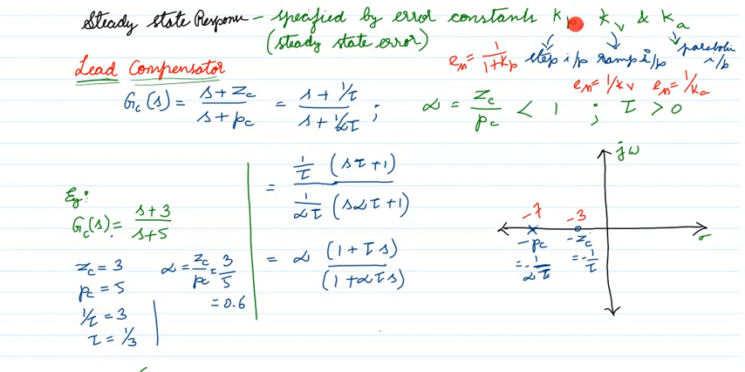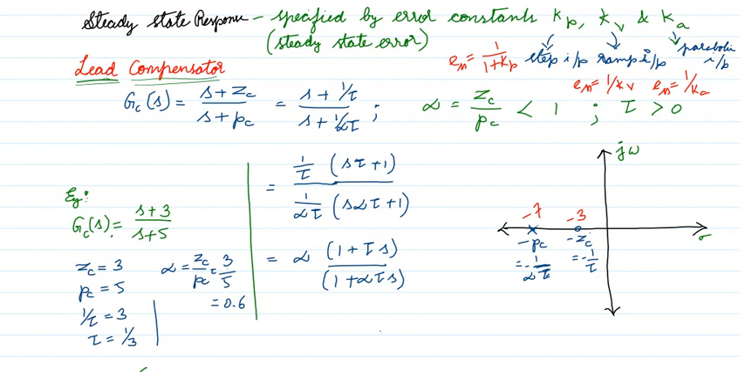When I give a step input, I will use the positional error constant. When I give a ramp input, I will use the velocity error constant. When I give a parabolic input, I will use the acceleration error constant. How can I find it for a step input? For a unit step input, the steady state error is 1 by 1 plus Kp. For a unit ramp input, the steady state error is 1 by Kv. For a unit parabolic input, the steady state error is 1 by Ka.